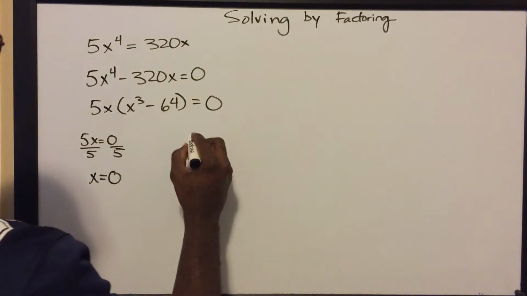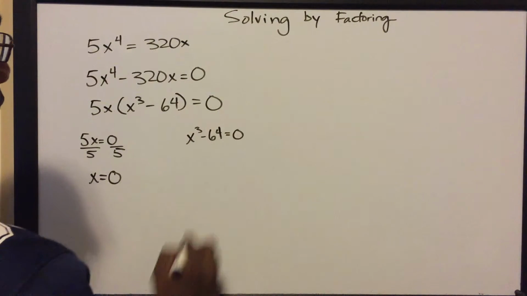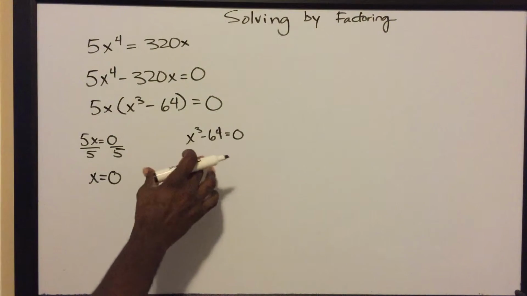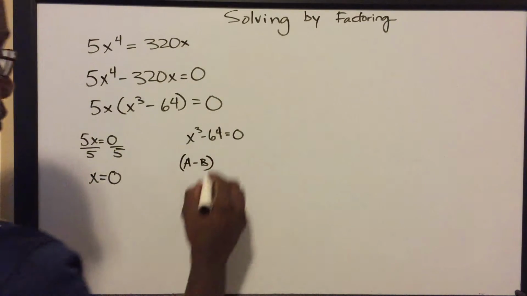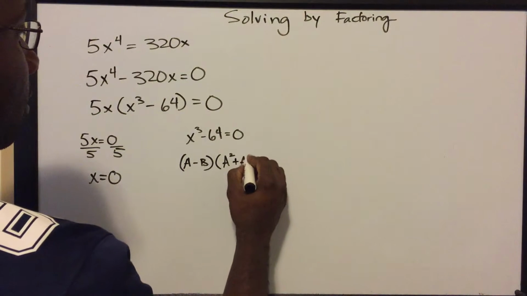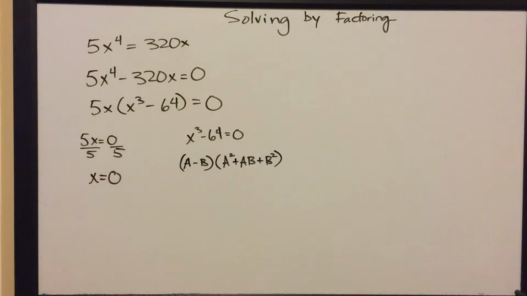But we still have this x cubed minus 64 is equal to 0. Now, if you recall, there was something called the difference of cubes. And the difference of cubes stated that a cubed minus b cubed is a minus b times a squared plus ab plus b squared.